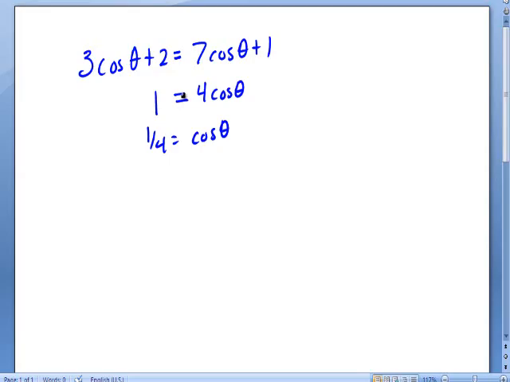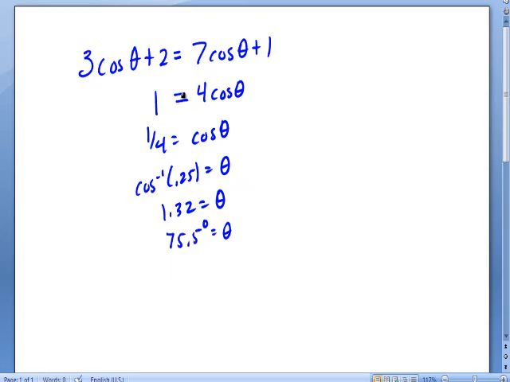Now again, stopping to think about this, the cosine has a positive value in the first and fourth quadrants. So when we type in inverse cosine of 1/4 into our calculator, the calculator tells us that this answer for theta is 1.32, which if we convert it to degrees is roughly 75.5 degrees. So either 1.32 radians or 75.5 degrees.